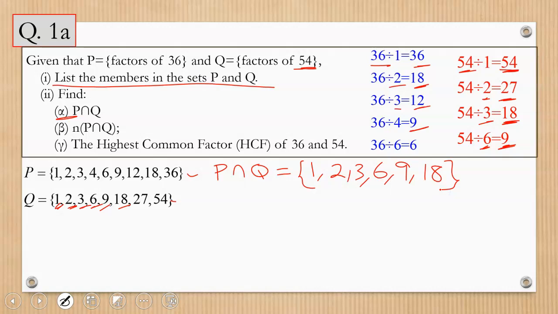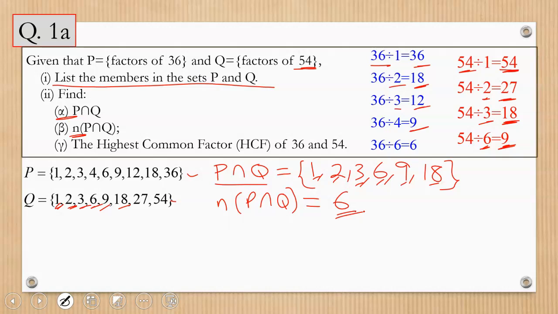Then the question wants us to find the number of elements in the set P intersection Q. So for the number of P intersection Q, we count the elements in the set: 1, 2, 3, 4, 5, 6, and so we have 6 elements. That's the cardinality of the set.